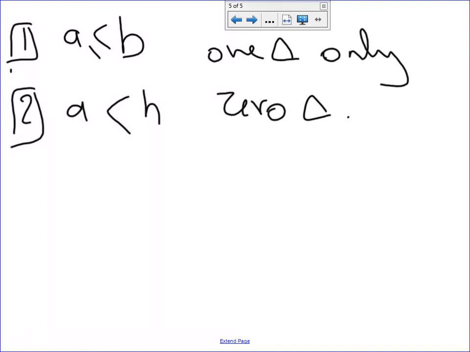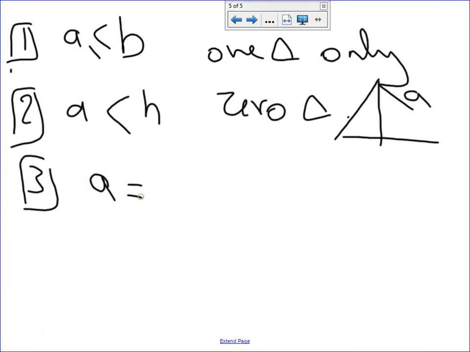Now if A is smaller than H, we have zero triangles, because the height is greater than A, so in this case we have zero triangles. Now if A is equal to the height, we have only one triangle, and this triangle is right-angled.